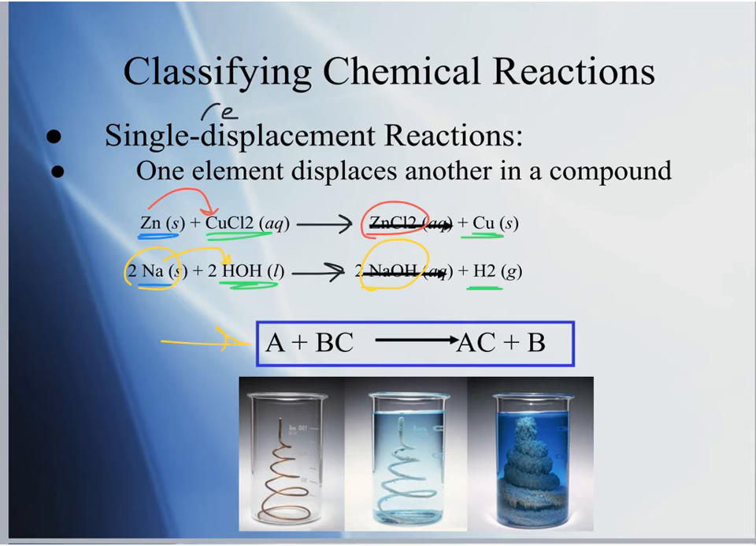So in a simplified, generic way, we say A plus BC reacts to form AC plus B. So A here is kicking out B, so B's by itself, and then A and C form a new compound in the end. Okay, so this is an example of one. We have copper wire in a solution of, I believe, silver nitrate, and we're going to get silver getting kicked out. So silver is going to start forming on this wire here in this solution.